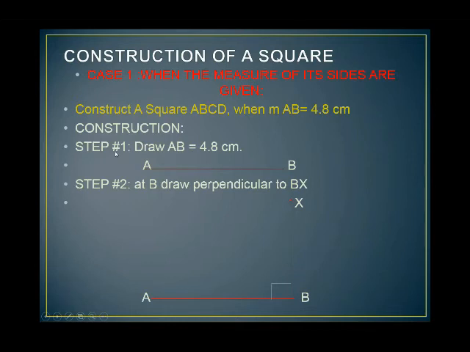Now to draw this square, in the first step, we have to draw the baseline AB, that is 4.8 centimeter. And at point B, we draw a perpendicular. And do remember why we draw a perpendicular? Because we know that every angle of a square is 90 degrees. So that's why we draw a perpendicular at point B with the help of a protractor. Do remember that it is a ray and we named it X.